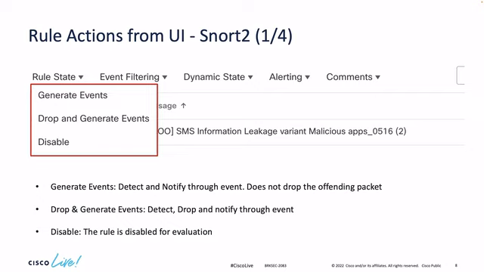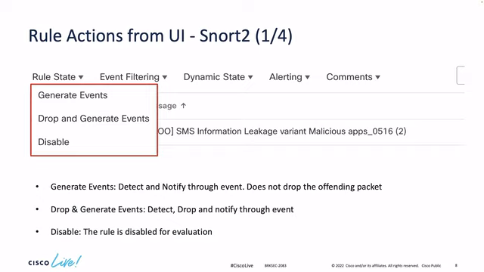If you look at the text box highlighted in red, you would see that there are three options available as part of Snort2. The first one is generate events, followed by drop and generate events, and the last one is disable. What do these actions mean when they are associated with a particular signature? If the signature is configured with the action of generate events, whenever traffic matches this signature, the system would generate an event to alert on the trigger of the signature. However, no action is taken, either modification of the packet or dropping the offending packet.